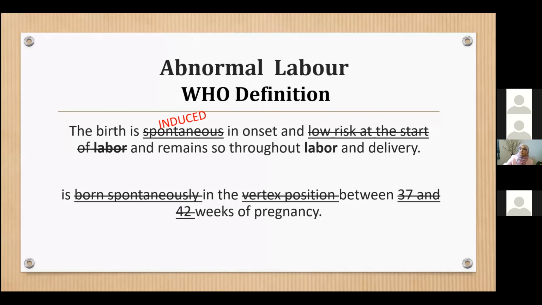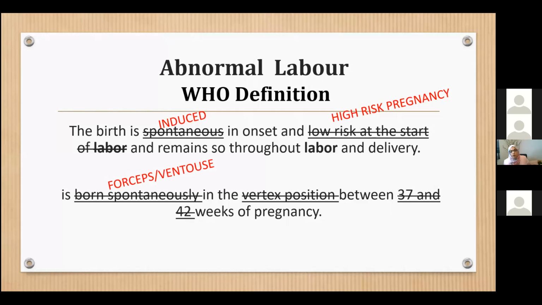So the labor didn't start on its own, it was induced. The patient wasn't low risk, she was a high risk patient. So diabetes, blood pressure, obesity, epilepsy, all of these problems were in this woman. So she wasn't a low risk labor, she was a high risk labor. And then it didn't come out on its own. We had to use forceps or vacuum to help it deliver. That will make it an abnormal labor.